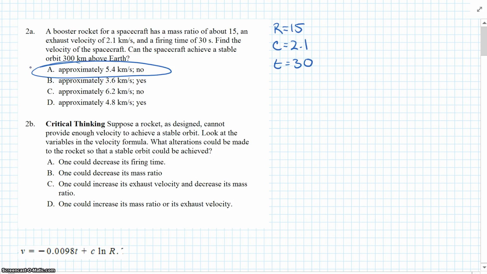All right, critical question part B. Suppose the rocket, as designed, cannot provide enough velocity to achieve a stable orbit. Look at the variables in the velocity. Which alterations could be made so the rocket could be achieved? One could decrease the firing time.